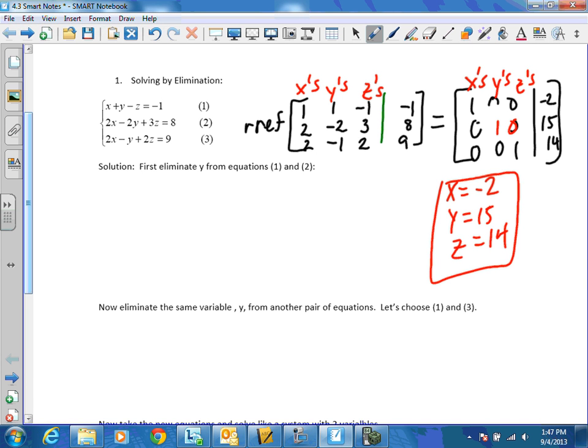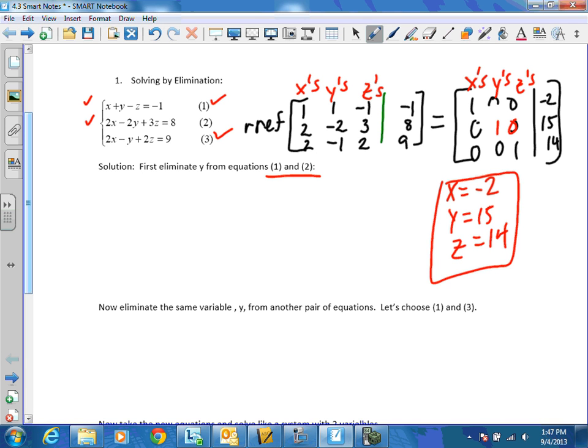Okay. So what looks like something easy to eliminate? The X's wouldn't be too hard. The Y's look pretty easy. Same with the Z's. So in this case, you guys may all start it differently. But for us, we're going to go ahead and eliminate the Y's. So first I'm going to pick 1 and 3 to eliminate the Y's. Then I'll pick 1 and 2 to eliminate the Y's. Could I have picked other ways to do that? Sure.